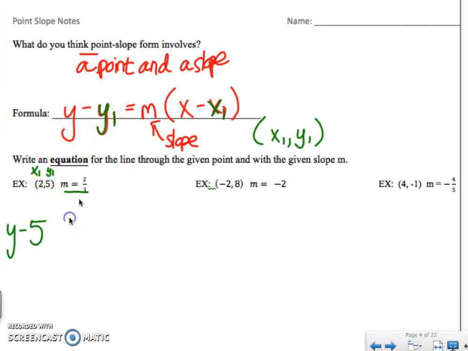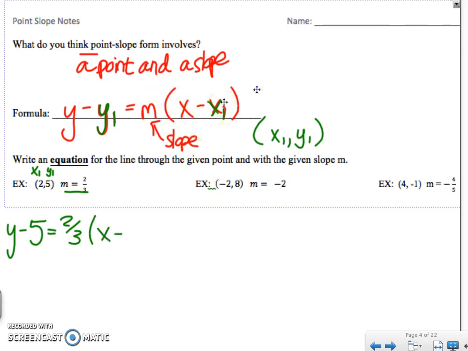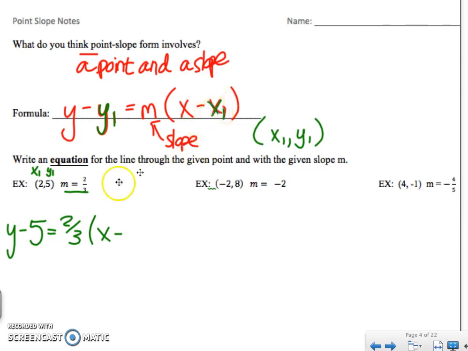And then continue on with that equation, so equals, and then your slope, which was 2 over 3. Then go ahead and have a parenthesis with an x. Minus sign will always be there again, and then your x point was a 2. Okay? And I can't simplify this any further. We're not going to distribute or anything, so this is our answer. This is the equation written in point-slope form.